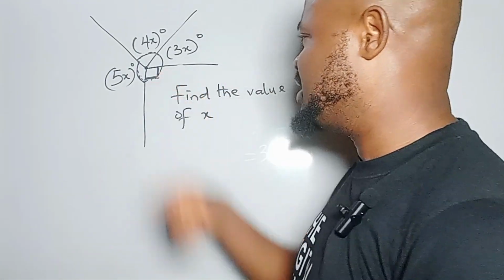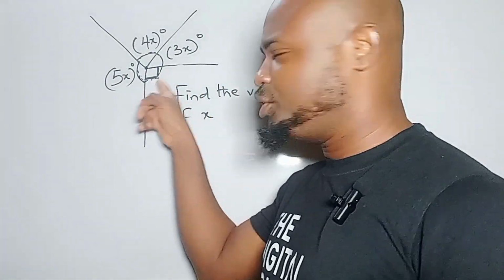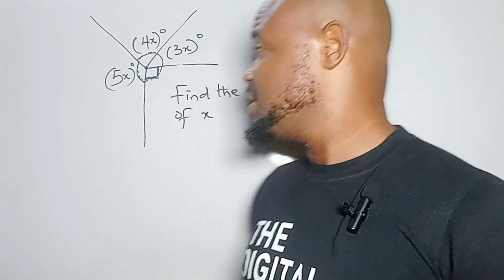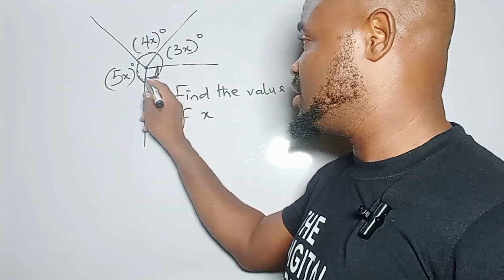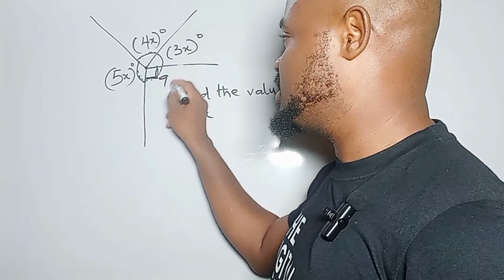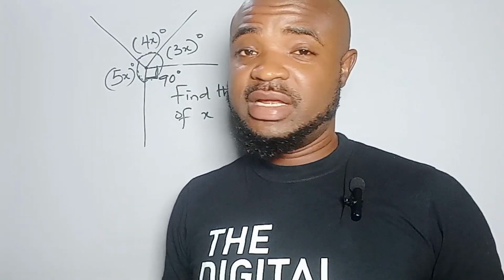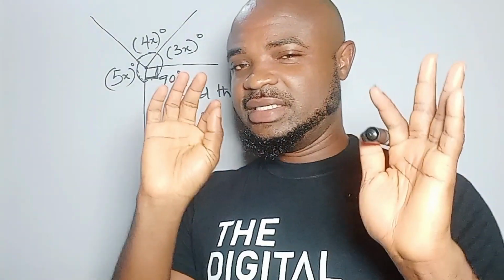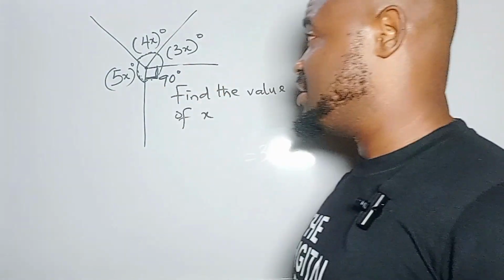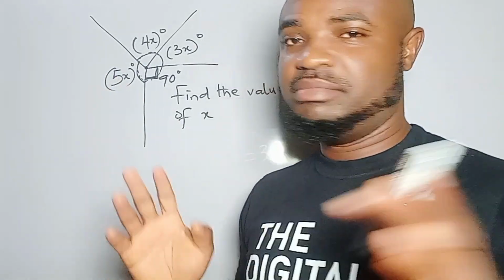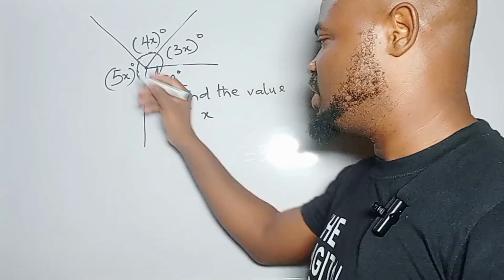But let's look at this. Nothing is written here, but do you know that indirectly the angle here is already known? Anytime you see this special arc, it means the angle is 90 degrees. You don't need anybody to tell you that. Once you see that pattern of arc, it's 90 degrees. So all we have to do is add up all the angles and make them equal to 360. All right, so let's get started.